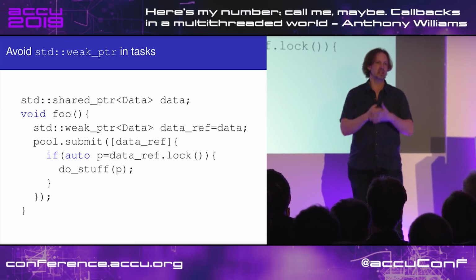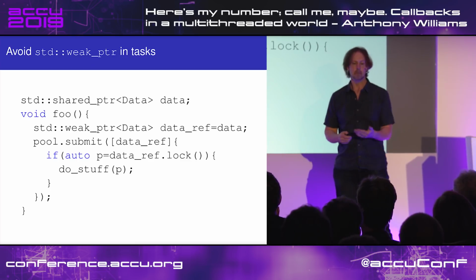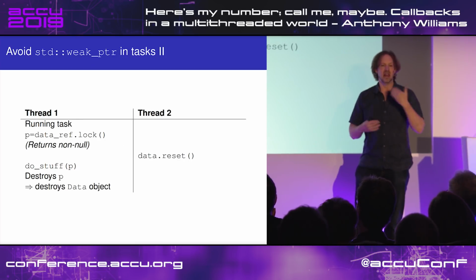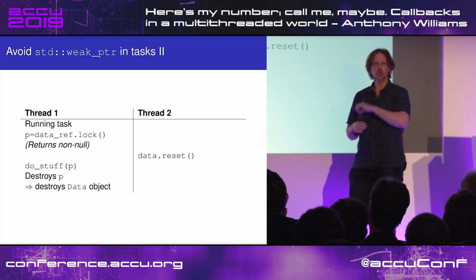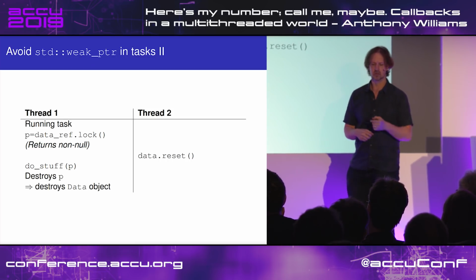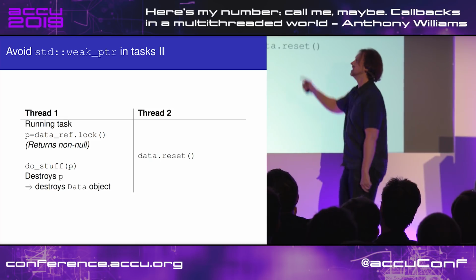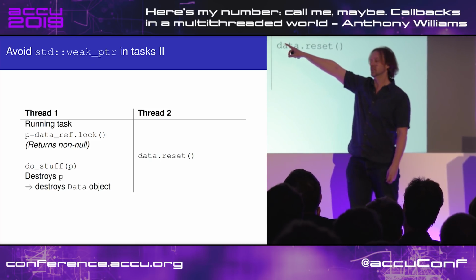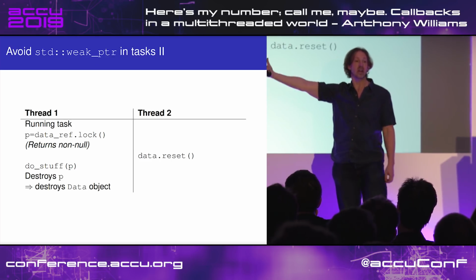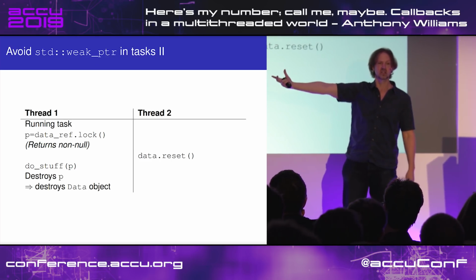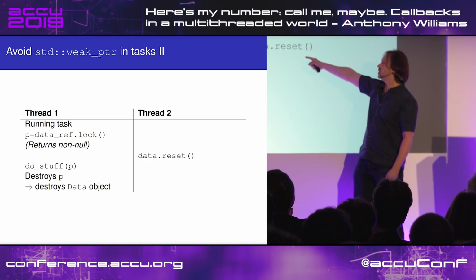Yes, this does have that sort of property, but it allows a new, unique sort of race condition. Running task 1 holds the weak pointer, tries to get the lock, and it succeeds. It now owns a shared pointer to the data. On thread 2, we clear that.